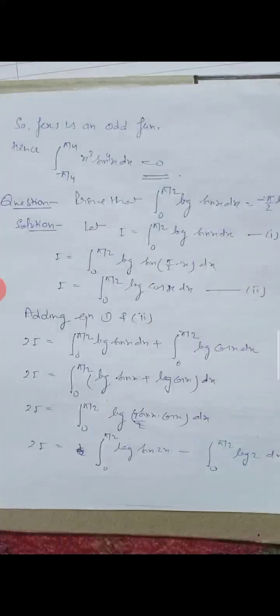This is 2I is equal to integral 0 to pi by 2 (log sin x plus log cos x) dx. So 2I is equal to integral 0 to pi by 2 log (2 sin x cos x whole upon 2) dx. So this can be written as 2I is equal to integral 0 to pi by 2 log sin 2x dx minus integral 0 to pi by 2 log 2 dx. So 2I is equal to integral 0 to pi by 2 log sin 2x dx minus pi by 2 log 2. This is equation A.